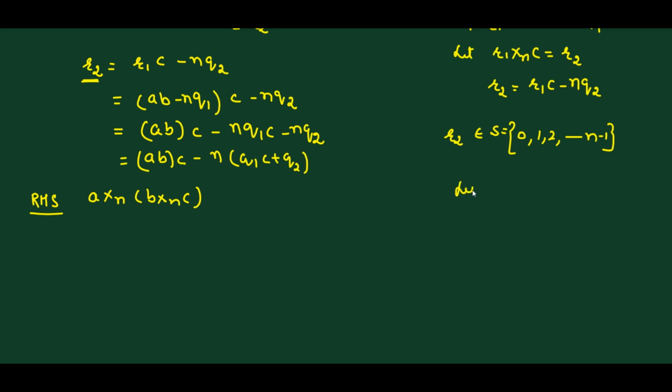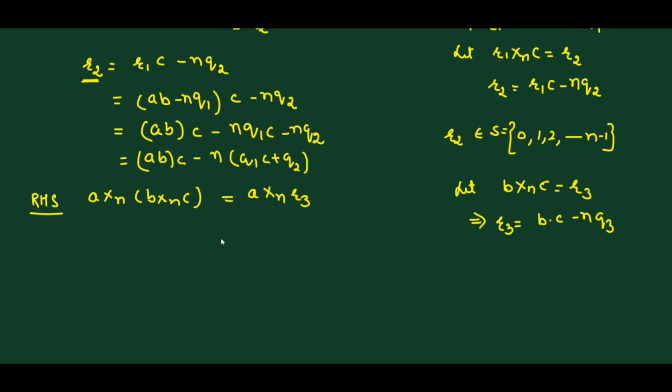So assume that B combined with C gives you the remainder R3. This implies R3 is the remainder when B into C is divided by N. Let us assume Q3 is the quotient here. So R3 is BC minus NQ3. So you can rewrite this as R3.